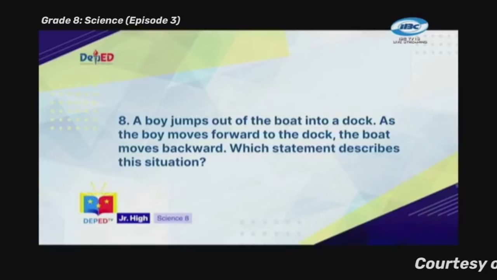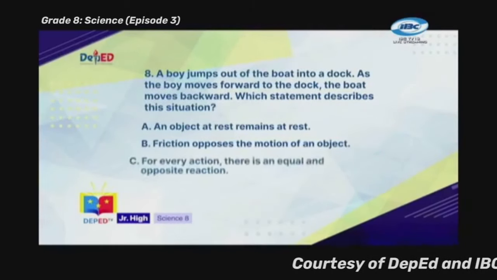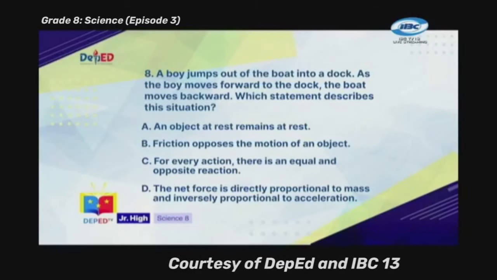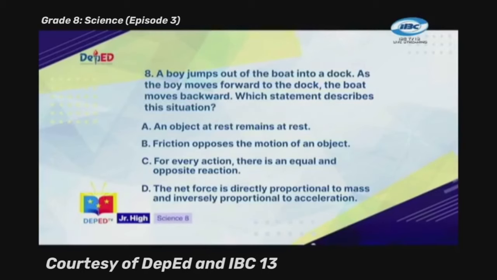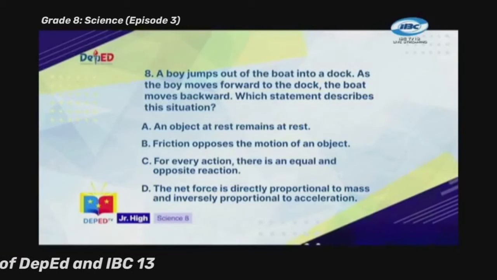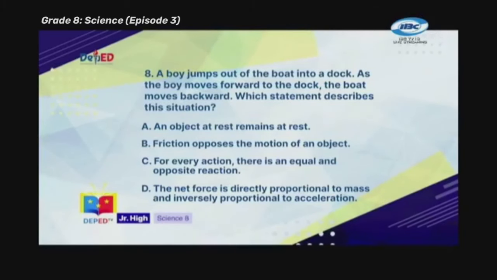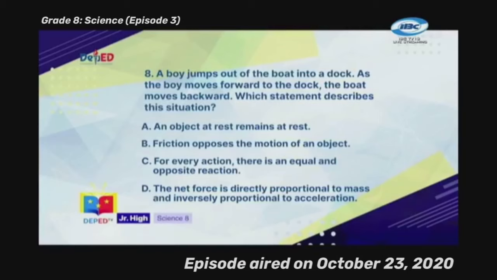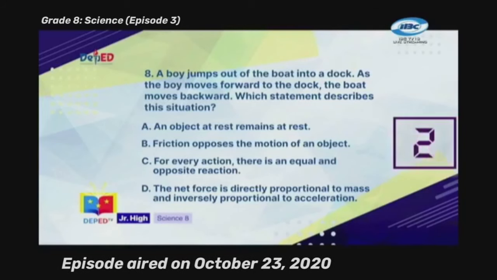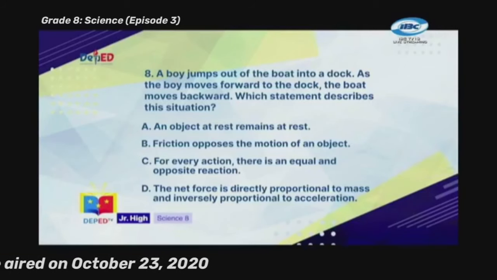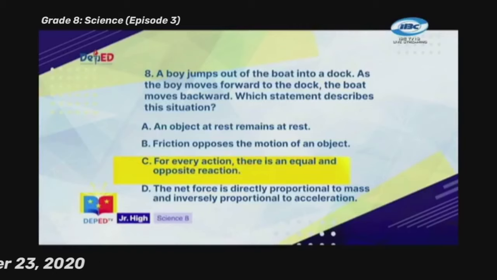A boy jumps out of the boat into a dock. As the boy moves forward to the dock, the boat moves backward. Which statement describes this situation? A. An object at rest remains at rest. B. Friction opposes the motion of an object. C. For every action, there is an equal and opposite reaction. Or D. The net force is directly proportional to mass and inversely proportional to acceleration. The correct answer is C. For every action, there is an equal and opposite reaction.